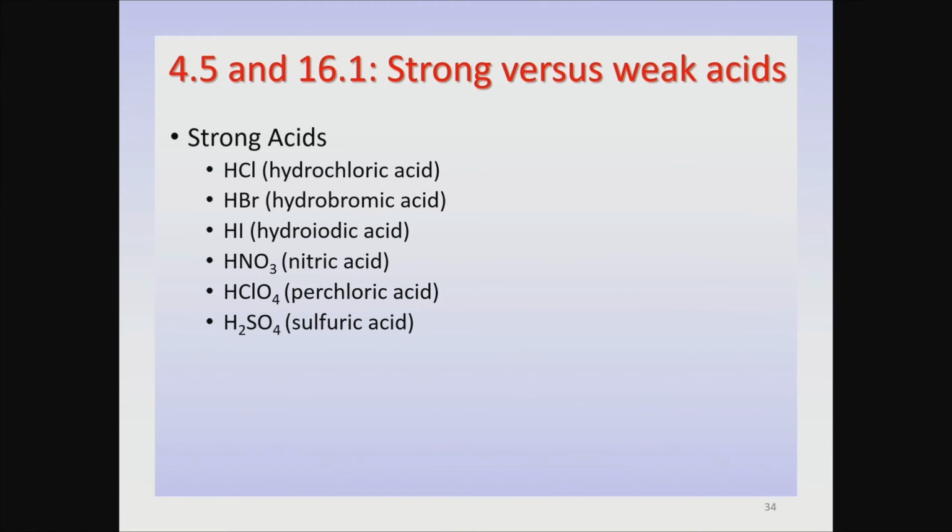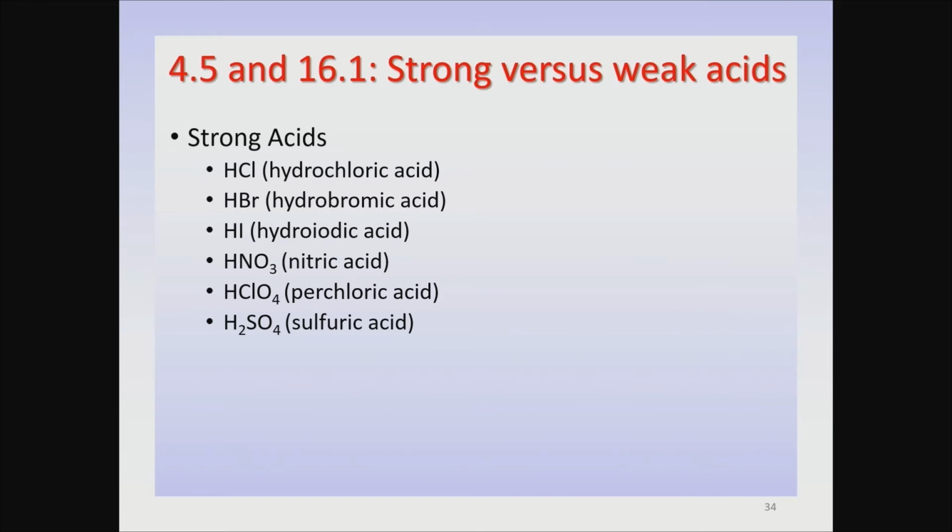Okay, so now what I want to do is describe some strong acids versus weak acids. One of the things you have to do in this class is memorize the formulas and the names of the 6 strong acids. And so there they are. We have hydrochloric acid, whose formula is HCl. Then we have hydrobromic acid, which is HBr. Hydroiodic acid, which is HI. Then we have 3 more acids you have to know: nitric acid, whose formula is HNO3. Another strong acid is perchloric acid, whose formula is HClO4. And then finally, the last acid is sulfuric acid, which is H2SO4.